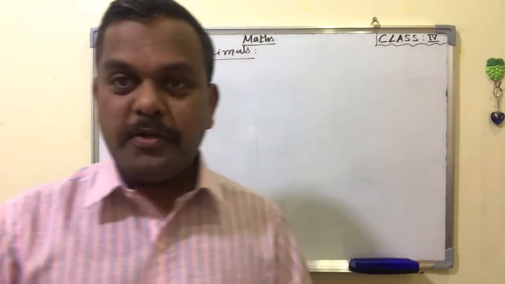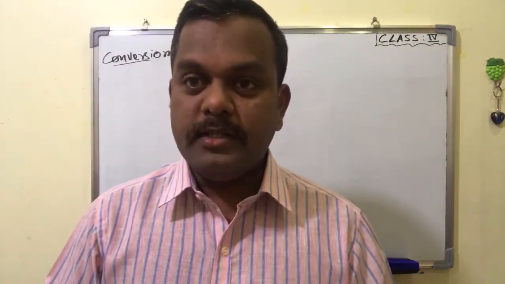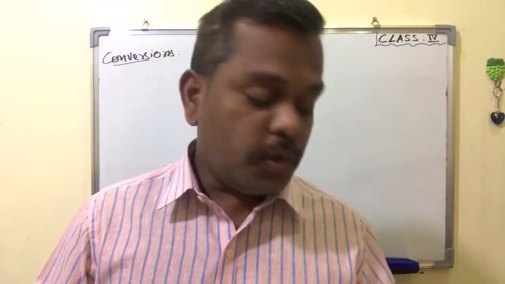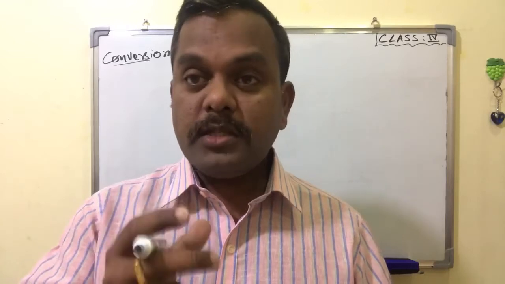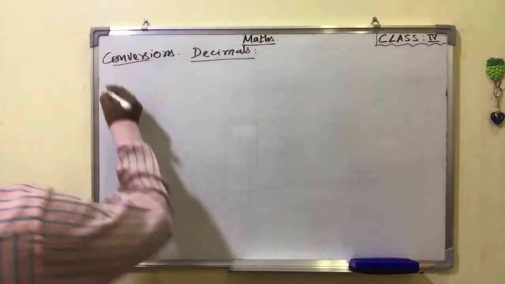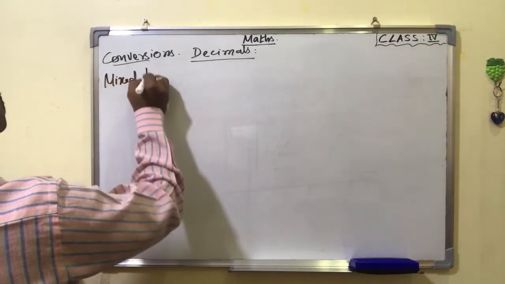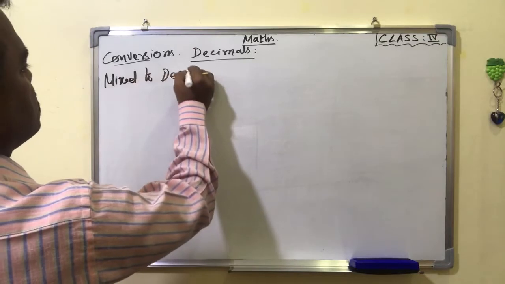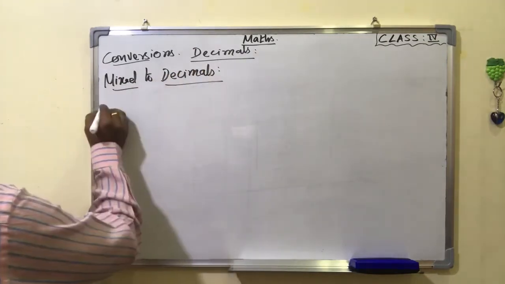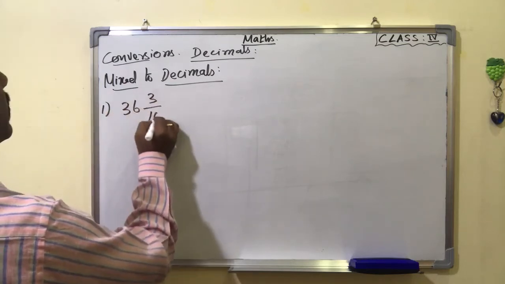In this video we are going to learn conversions in decimals. First we are going to learn how to convert mixed numbers into decimals. Mixed to decimals. First question, 36 3 by 10.